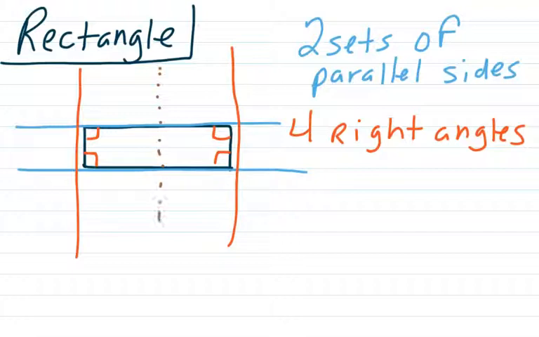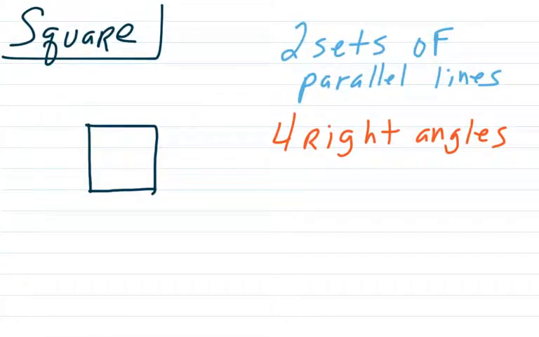Now, a rectangle also has a line of symmetry that goes this way, a line of symmetry that goes this way, a line of symmetry that goes diagonally, and a line of symmetry that goes this way. Remember that a rectangle, since it has four sides, it has four lines of symmetry, and I drew my lines of symmetry there.